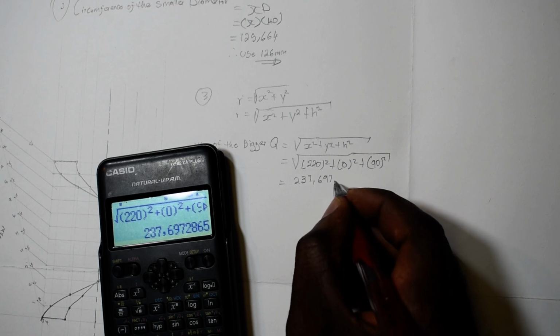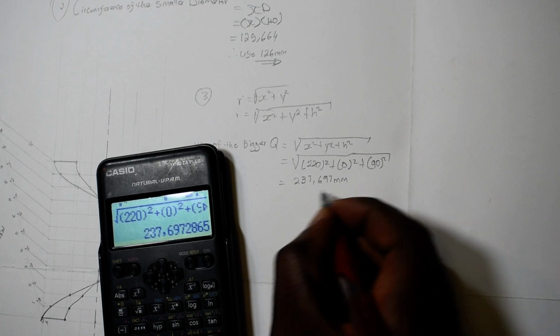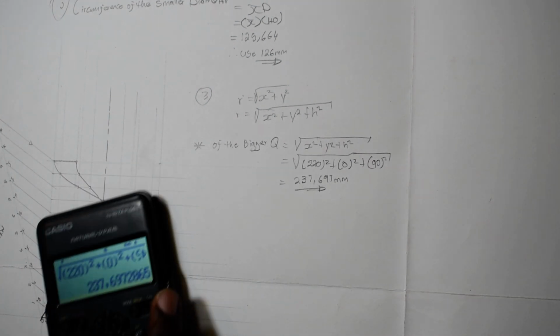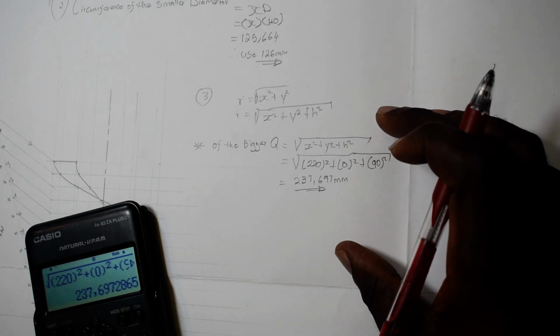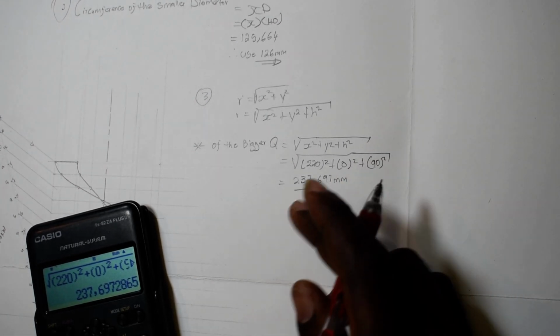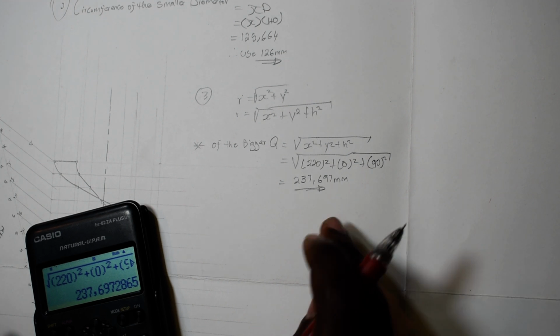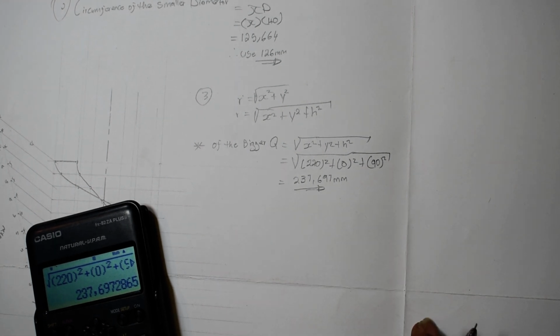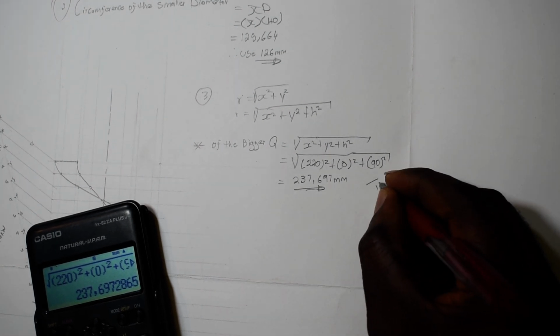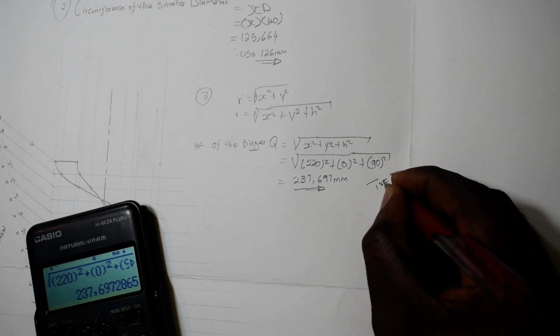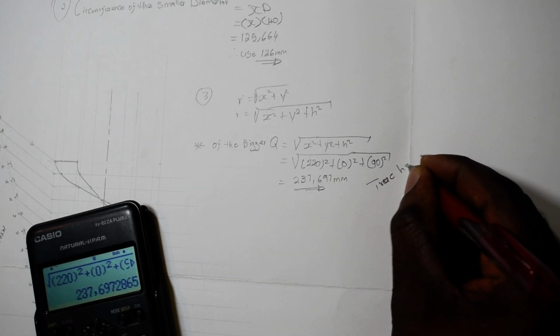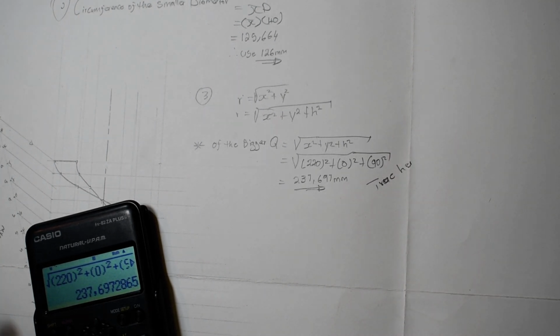237.697 millimeter. Let me keep it like that for now. So this is what? This is the true length. Now this is going to be your true length of the bigger cycle. Understand? So this one is your true length.